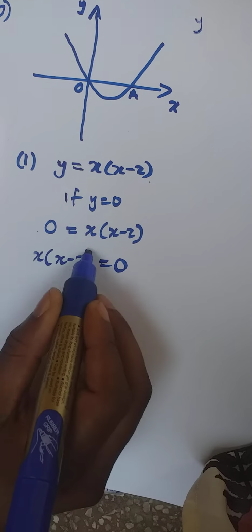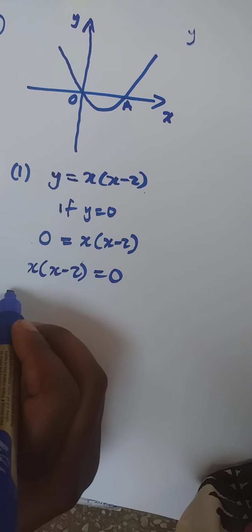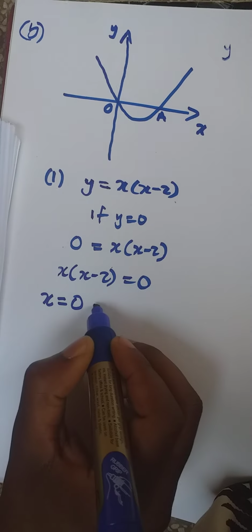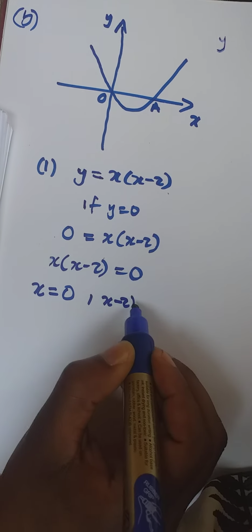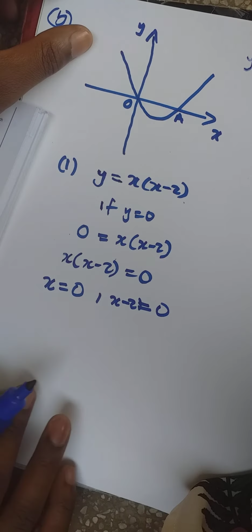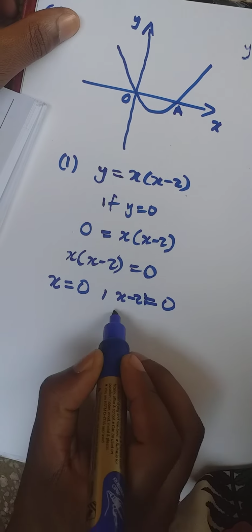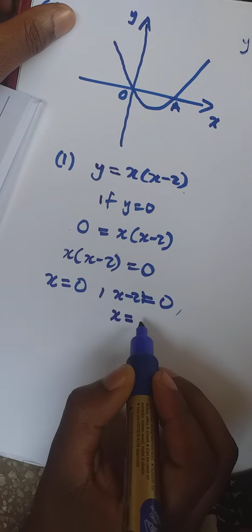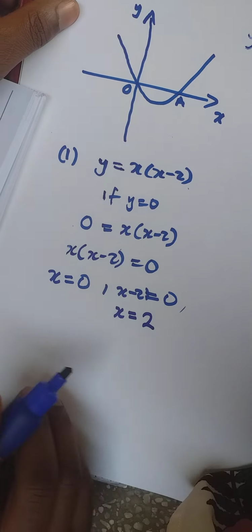So these factors, there are two. There's this one outside the brackets and this one in the bracket. There are two factors. You equate them to 0. So x equals 0, and x minus 2 equals 0 as well. So x equals 0, that's the first solution. And then x, when we take it this side, is equal to positive 2.